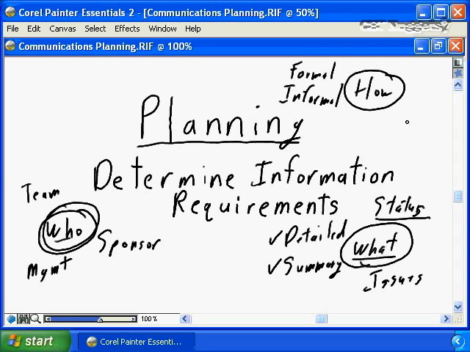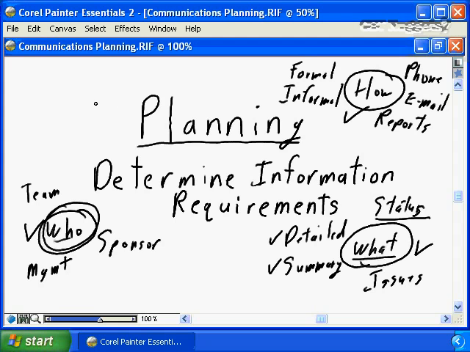You need to understand, are you going to distribute the information by phone, by email, or by formal written reports? You need to know all of this information in advance to effectively plan your communication strategy for the project. Who, what, and how.